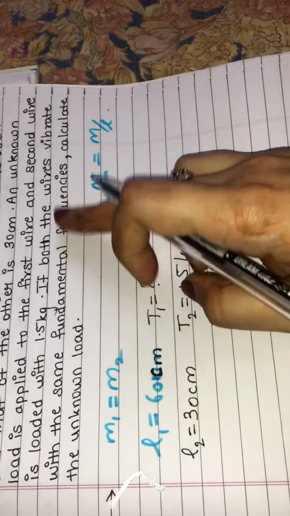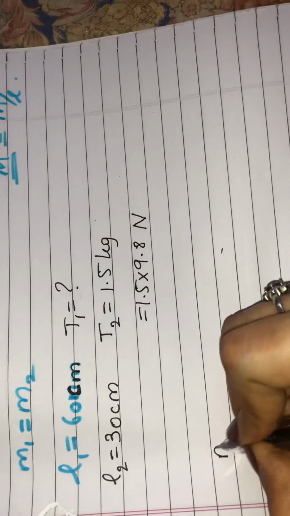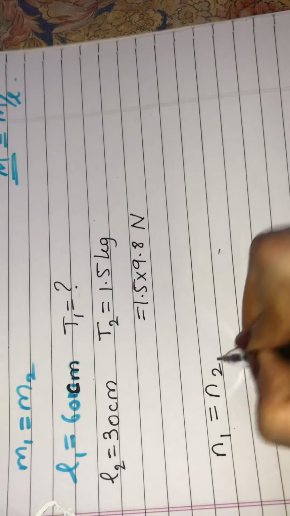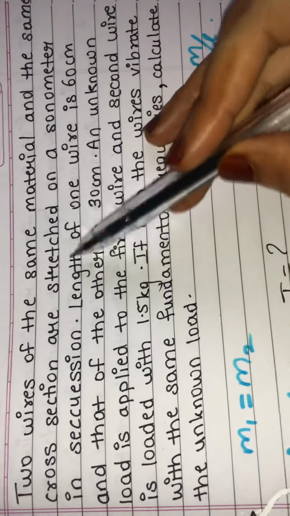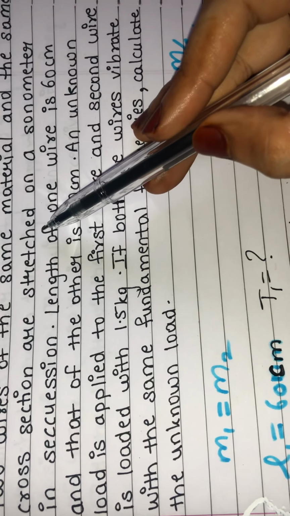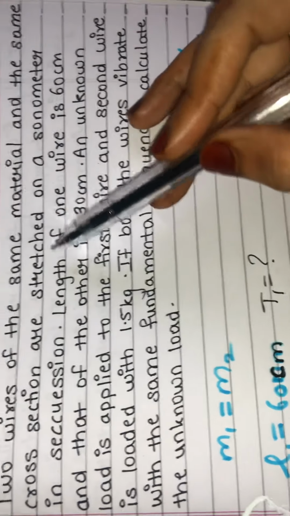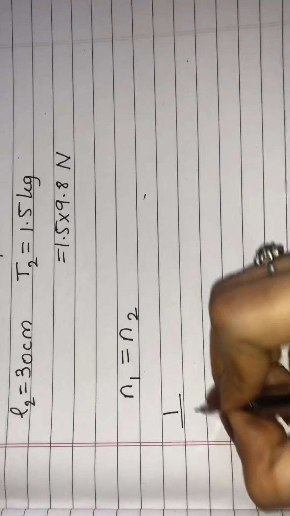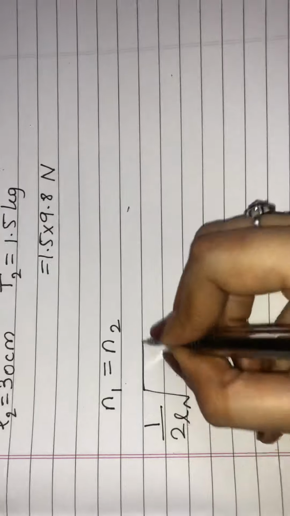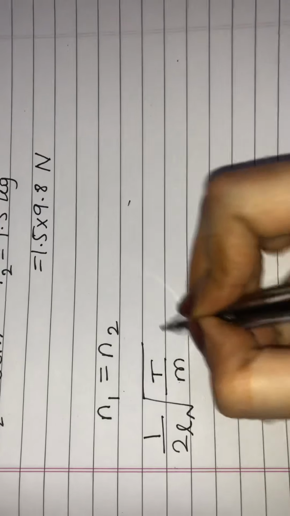So what else is given? Both the wires vibrate with the same fundamental frequency, means N1 is equal to N2. Now it is a stretched string, means we'll take the fundamental frequency of vibrations on a stretched string. So that is 1 upon 2L under root T upon M.